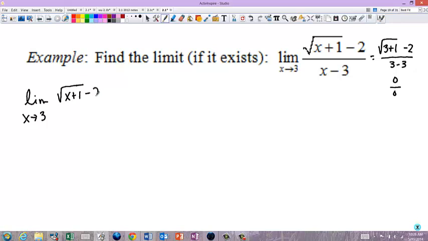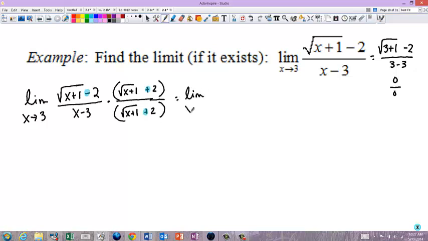The way we do that, I'm starting my problem again, is we multiply top and bottom by the square root of x plus 1 plus 2. You multiply by what's called the conjugate. All we did was change this sign, top and bottom. Now on the top, and you have to write the limit every time. If you don't write the limit, you will lose points, especially on the AP test. If you don't carry your limit, they mark it wrong from then on. So make sure you write the limit each time.